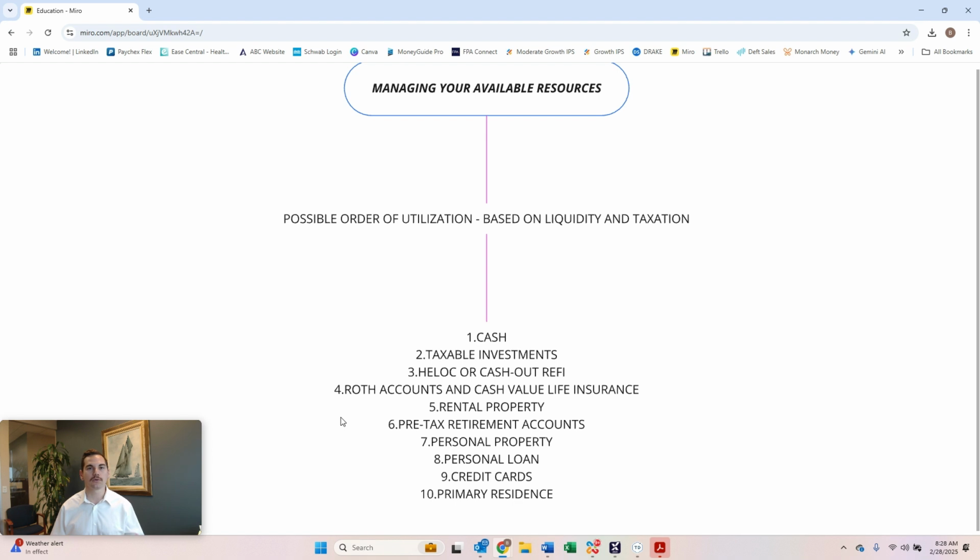So hopefully this was helpful just as a frame of reference based on liquidity and tax characteristics, again, for general educational purposes. And thanks, we'll talk with you soon.